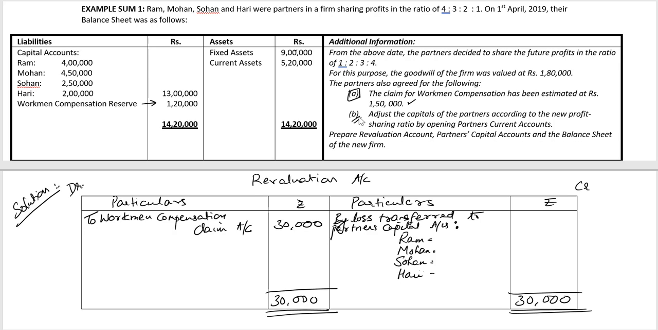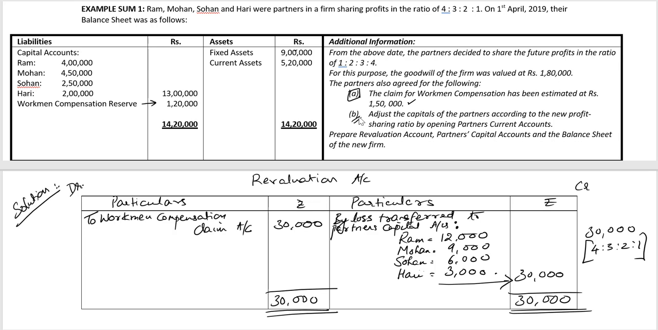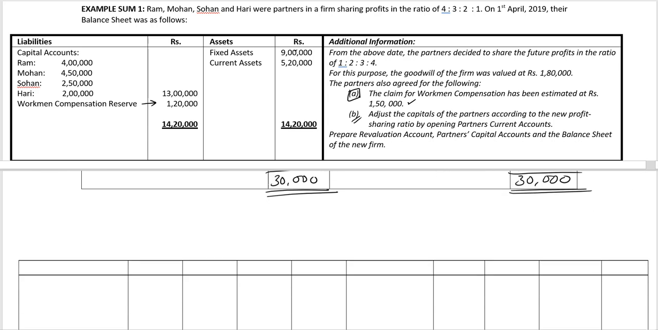Total loss 30,000. 30,000 loss to be divided in old profit sharing ratio 4:3:2:1. So Ram gets 12,000, 9,000 against Mohan, 6,000 against Sohan, and 3,000 against Hari. So we've prepared the revaluation account. Let's go down further to prepare the partner's capital account.